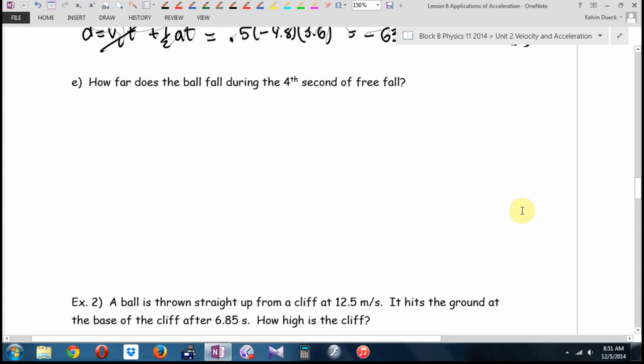You're going to get a question. Oh, yeah, you're going to get a question. I'm going to drop something, and I'll either tell you the time, or I'll tell you some information and say find everything else, okay? How far does the ball fall during the 4th second of free fall?